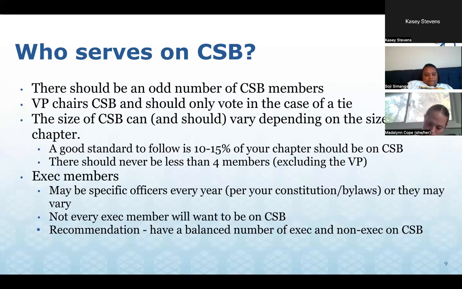The other thing is your chapter president should never serve on chapter standards board. They can maybe sit in on meetings, maybe act as a parliamentarian, but they should never have any voice at all. Does that help?